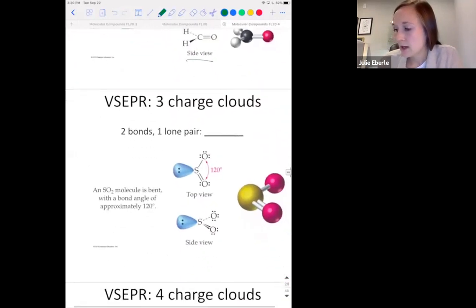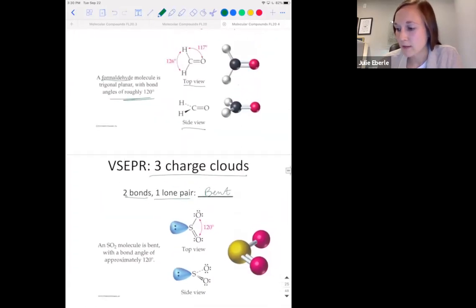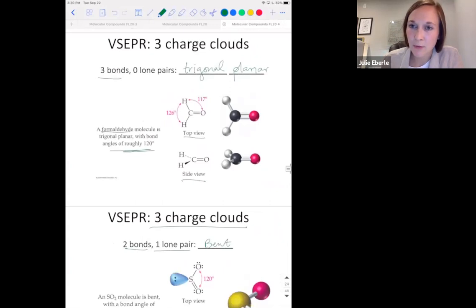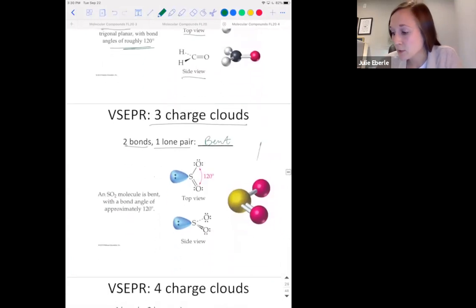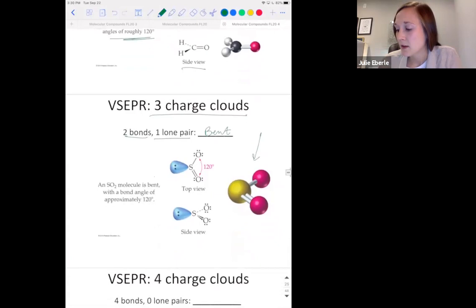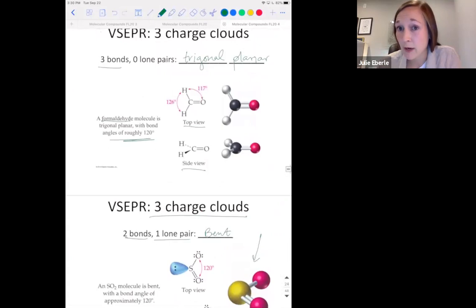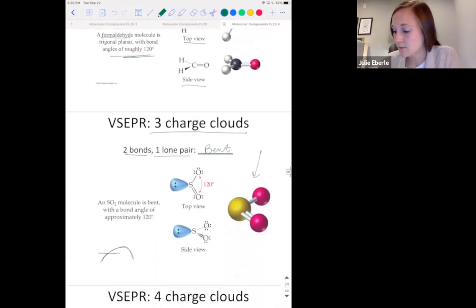Moving on, we're still talking about 3 charge clouds here. If you have 2 bonded atoms, but this time you do have a lone pair, we call that bent. Okay, now why is this one different than the one before it? Okay, well, you can see how the number of bonded atoms and lone pairs is different, but why is the visual different? Because remember, you don't draw in the lone pair. So as we're visualizing this molecule, we just have this bent shape, okay? Compared to up here, we have 3 bonded atoms and we have to draw in all those atoms.